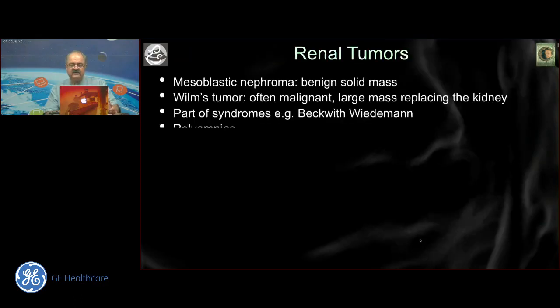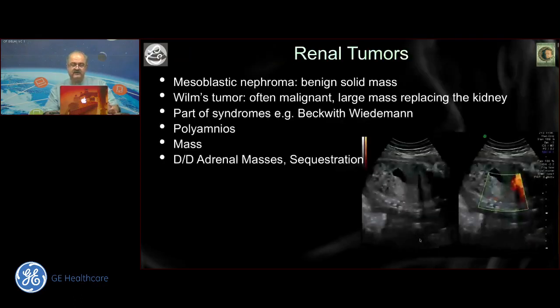The other differential diagnosis in terms of focal lesions would be renal tumors. Most of these are mesoblastic nephromas, benign solid masses, but how do you tell they are benign? Very difficult to tell, so only time can tell that. The Wilms tumor is often malignant. These are large masses replacing the whole kidney, compared to the mesoblastic nephroma, where you often see some part of normal kidney. These types of masses might be part of syndromes.